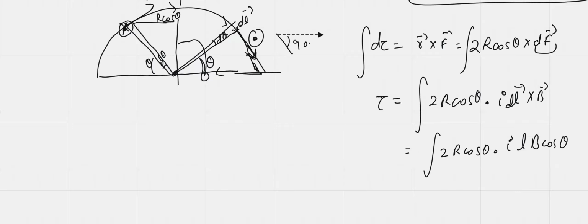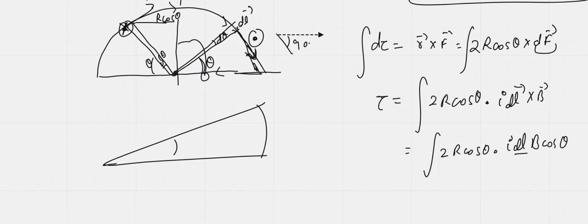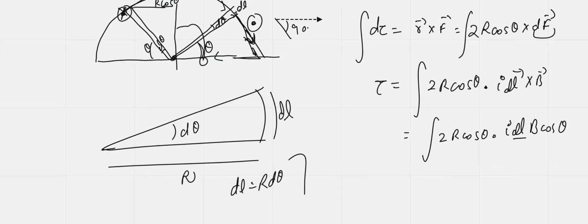What is DL? You know that this is d theta, small angle. This is length L, DL basically. So if this is the radius r, DL is equal to r d theta. Okay, so just put that in the torque.